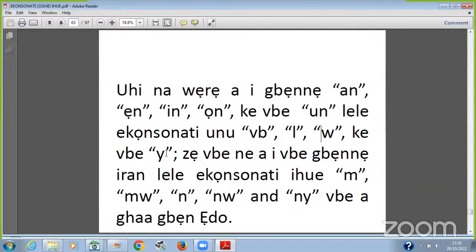No digraph representing a nasal vowel should be written after those oral consonants. The same way they are not written after the M, they are not written after the MW, they are not written after the N, they are not written after the NW and NY. For instance, when you say ne, it is simply the letter N and E subdot, that is ne. You don't add an N after it. So that is the rule.